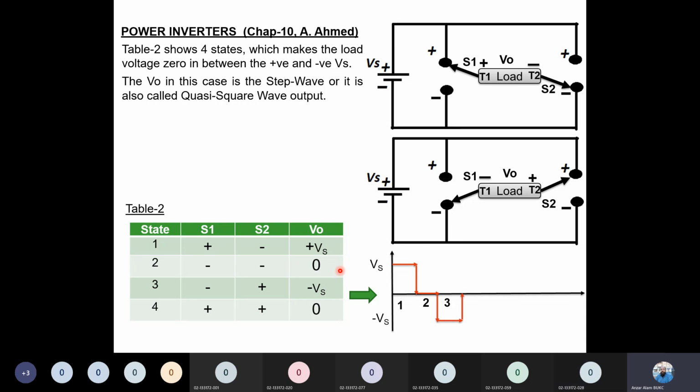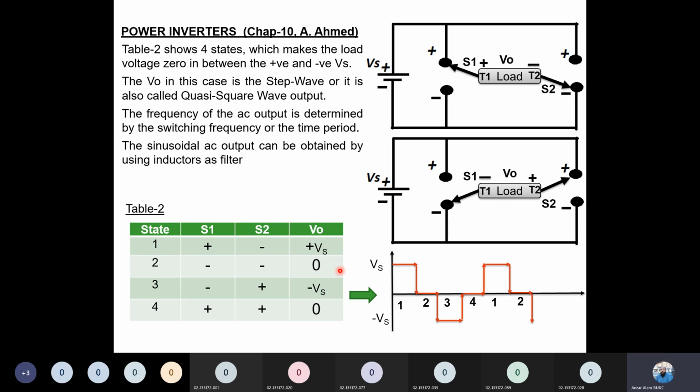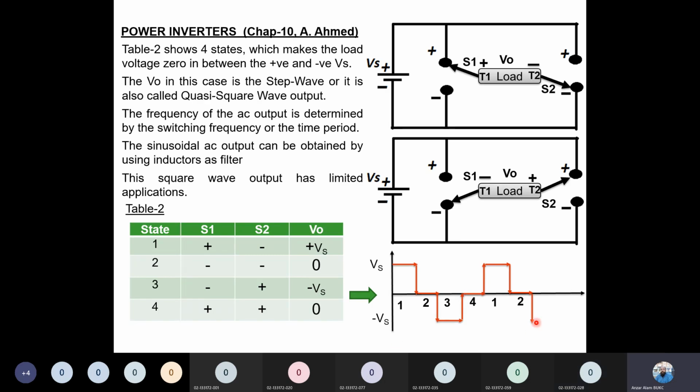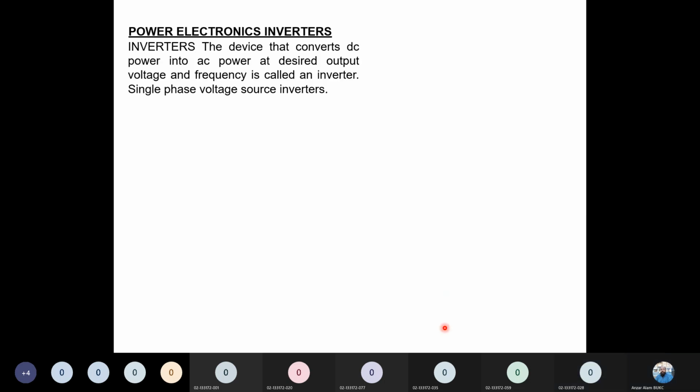In a step wave, I have shown you that it differs from the previous one because the previous one has a direct jump from plus supply to minus supply, but this has a step. So this is much better than the previous one. We also discussed that it is not very close, but it is a bit closer to the sinusoidal voltage.